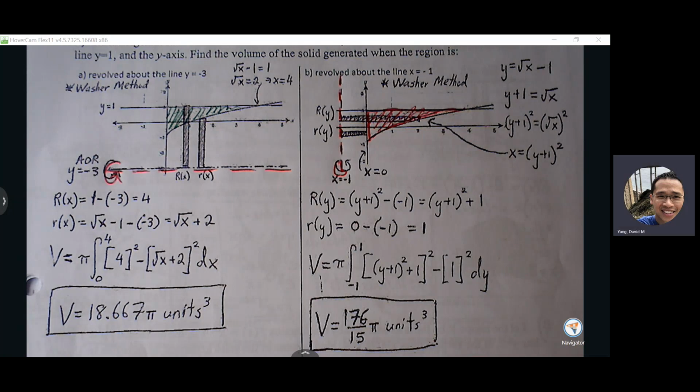Any questions? So for the rest of the worksheet, there's going to be a mix of disk and washer method. And again, we have to just determine that by looking at the shaded region in relation to the dotted line. Okay. So let's look at number 2.